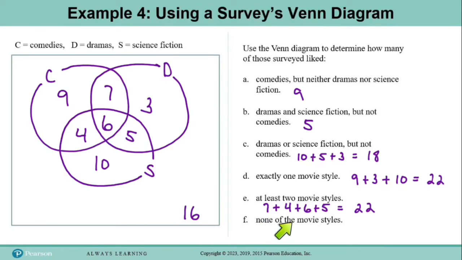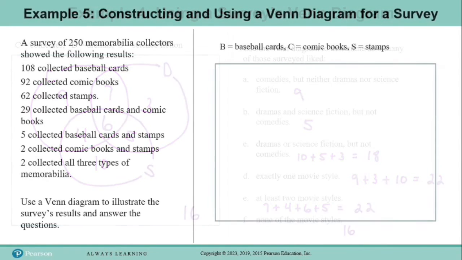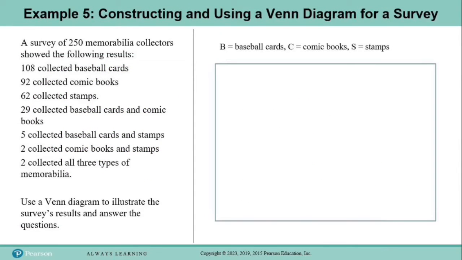And then how many people like none of the movie styles? Those would be the people who are outside all 3 circles, so that would be the 16 people here. Okay, let's do one more example together.